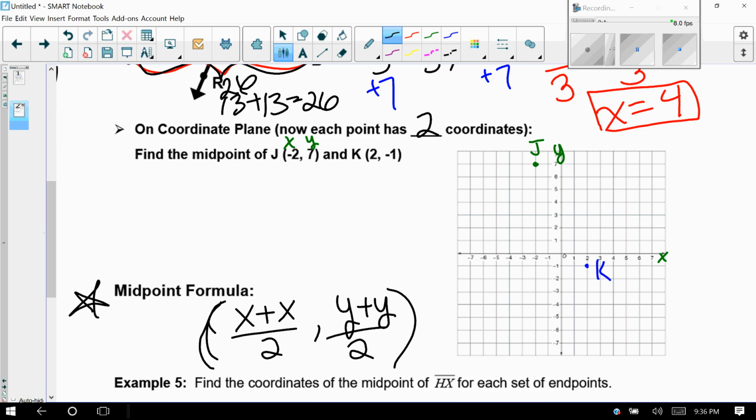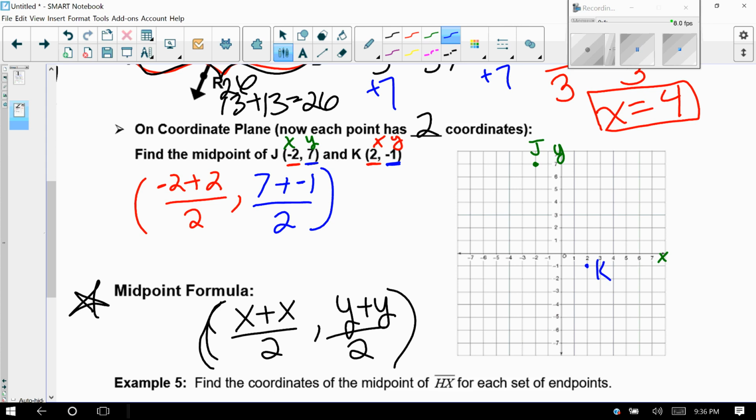We're going to first write down our x's. Help me out, guys. I know that J's x is -2, and K's x is +2, right? So I'm going to plug it into this formula. We're going to add up our x's, divide by 2. So I have -2 plus 2 divided by 2, comma. Now I'm going to do the y's. We have 7 plus, this y value is -1, divided by 2.